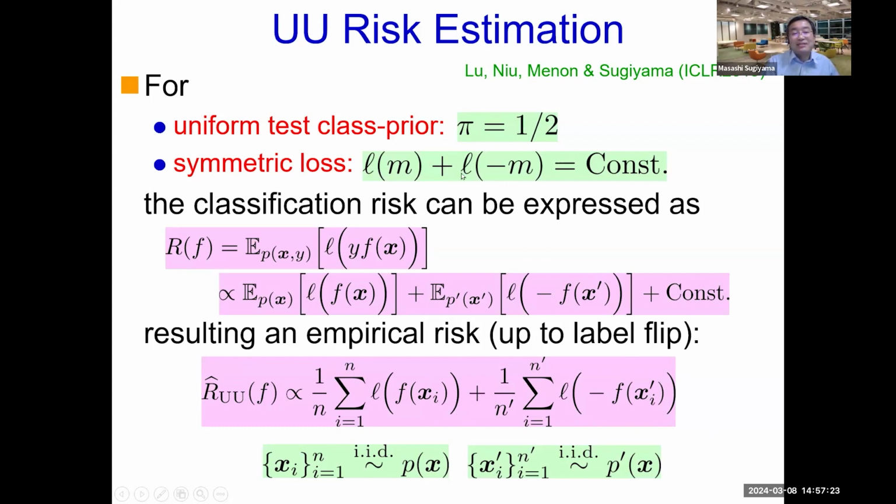But this can be generalized, even if the test prior is not uniform. As long as we know the test class prior and also priors for P and P prime, then we can still obtain the solution. But for the uniform test prior case, it's kind of magical and all constants disappear and we can obtain the solution. It's a special case, but it is an interesting solution.